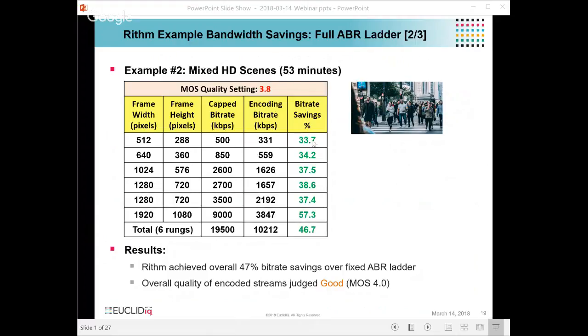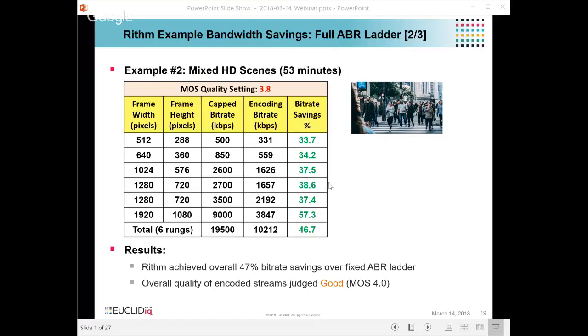The next example is for a 53-minute video of mixed HD content, again at a desired MOS quality level of 3.8. Here, Rithm's overall bitrate savings was 47% over the fixed ABR ladder, with the quality of the output encoded streams judged as good, which corresponds to a MOS of 4, and met the desired quality level.